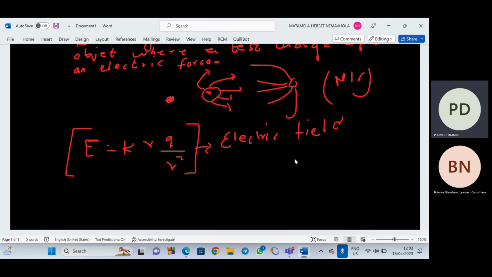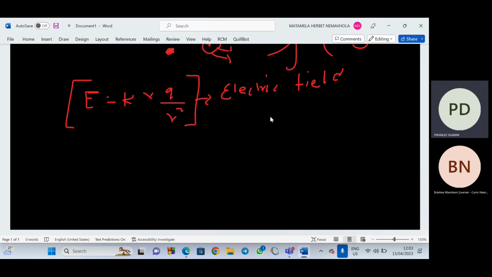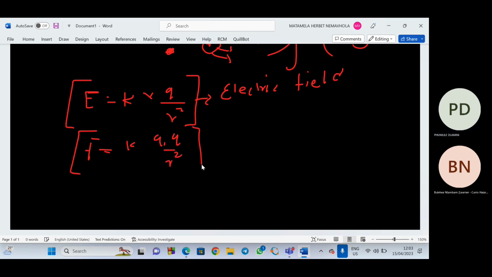So you have a formula for electric field. You also have a formula for force. Remember the formula for force? They are different. F equals K Q1 Q2 over R squared. This one is for calculating what? The force between the two charges.